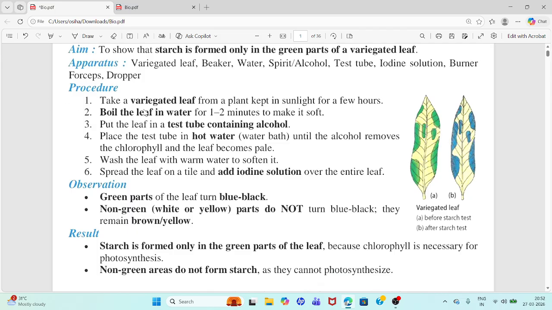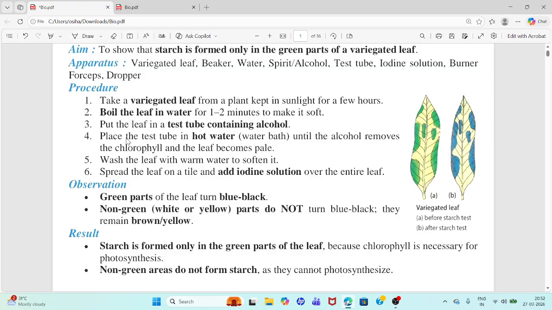Procedure. I'll explain the procedure directly. You have to take a variegated leaf from a plant that has been kept in sunlight for a few hours, and then you have to boil the leaf in water for 1 to 2 minutes, until it becomes soft. Then you have to keep that leaf in a test tube. That test tube has to contain alcohol.